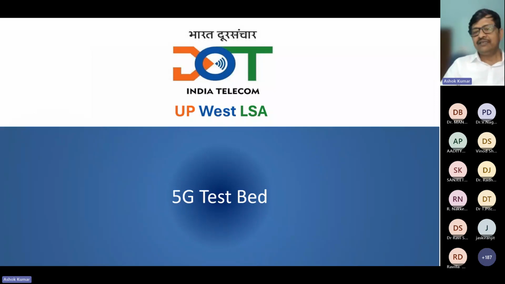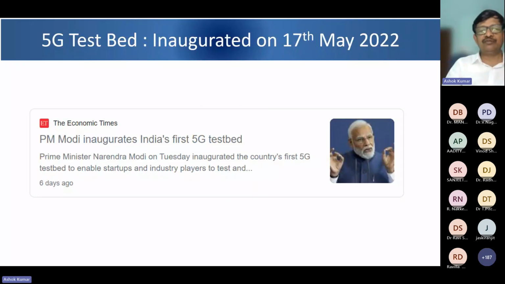Okay, now finally, we'll talk about the 5G testbed, the testbed which we have in India. That was inaugurated by our Prime Minister long back on 17th May 2022. 17th May is Telecom Day, you may recall, the telecommunication day. On that day, the PM inaugurated this.